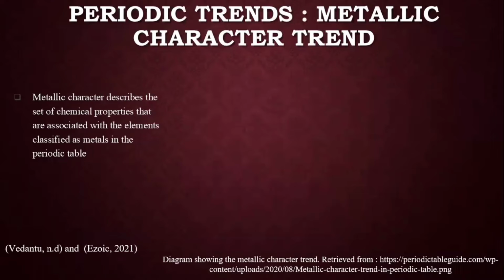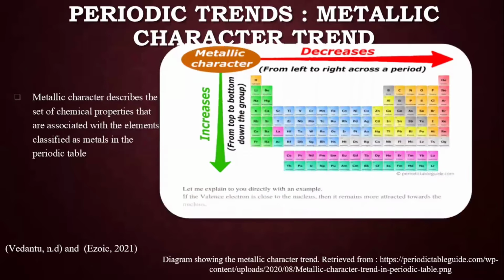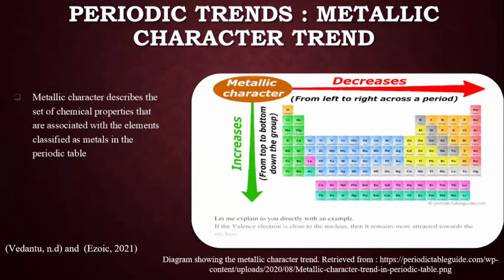Next, we have the metallic character trend. This describes the set of chemical properties that are associated with the elements classified as metals in the periodic table. Metallic character depends on the ability of an element to lose its outer valence electrons. As shown in the diagram, by going left to right across a period, it decreases. However, by going from top to bottom down the group, it increases.